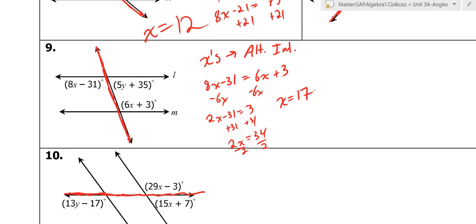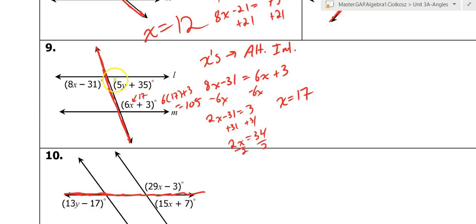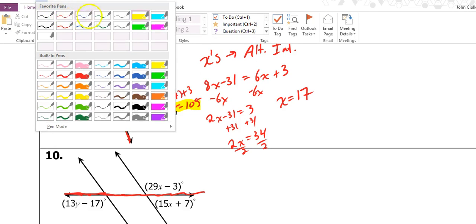Now, before we can find y, I'm going to go ahead and plug that in here. So if I plug in 17, that would give me 6 times 17 plus 3, which is 105. Now if I look at these angles, which I'm going to highlight in blue, or actually it's highlighted in yellow, so here and here, well those are same side interior, so I'm going to do that work in blue.